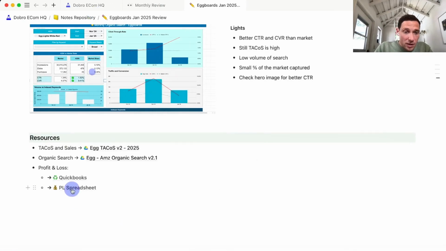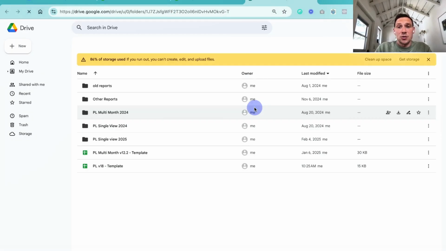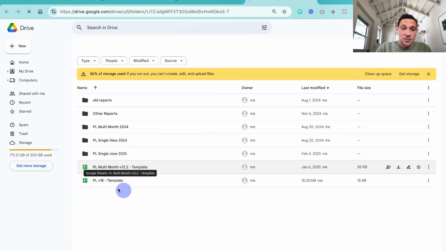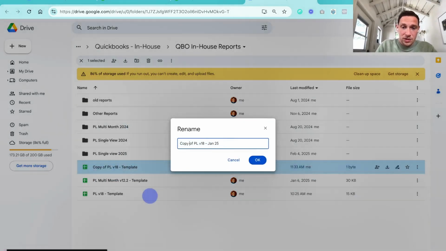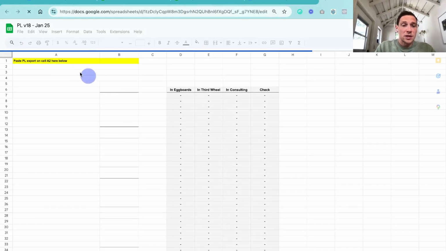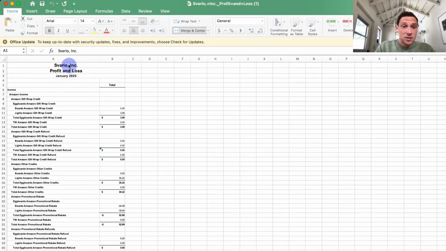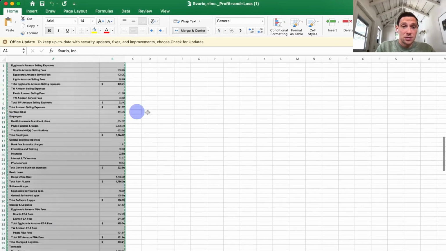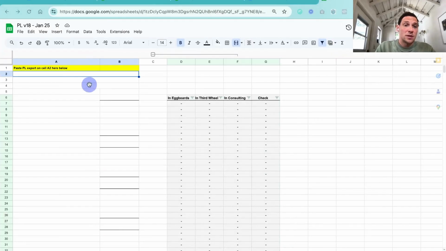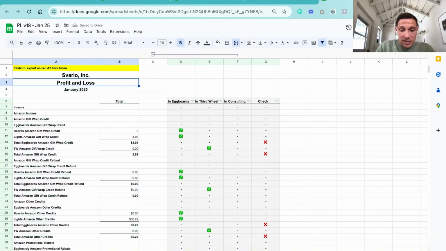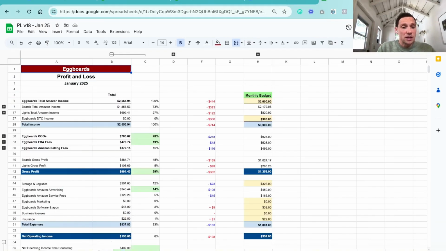I have a spreadsheet that I use for categorizing basically my business. There's an area here where I can paste the export from QuickBooks, which is this one. So I'm gonna copy all this, paste it here. And now I have a tab for each one of my main business lines. Today we're going to look at Eggboards.